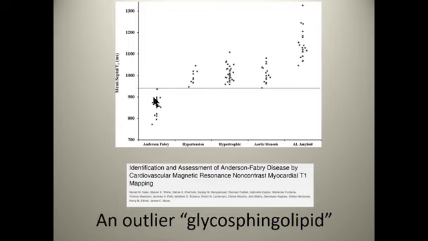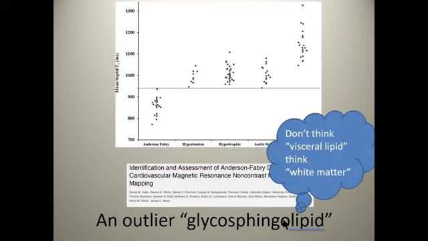But in Fabry's, it actually decreases. So Anderson-Fabry's disease is a disease where you accumulate glycosphingolipid, which is interesting. And your clinicians say, oh, well, it's got short T1 because it's got lipid in it. But it's not like that.